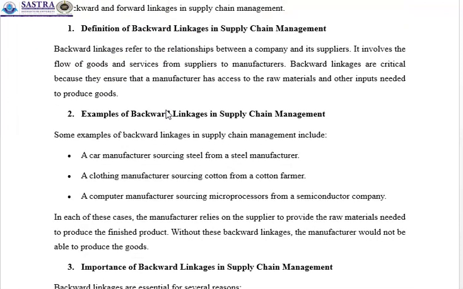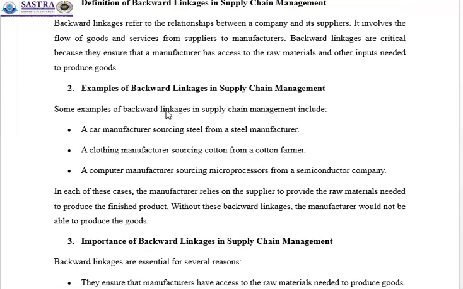Some examples we can just go through. Number one, car manufacturers sourcing steel from a steel manufacturer, and also getting engines from various other suppliers, and bringing them to their own place. Then clothing manufacturers sourcing cotton from a cotton farmer, and this is what we call backward linkage. Anything before the production which is supplied to the manufacturing unit is the backward linkage. So that link of the supply chain should be ensured.